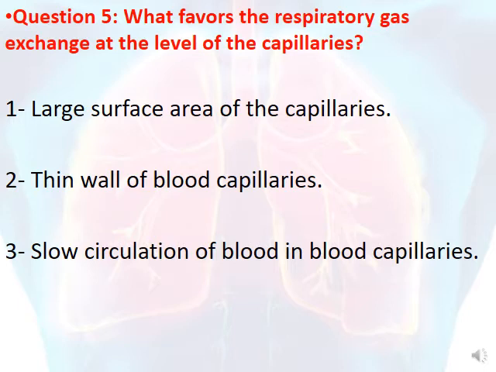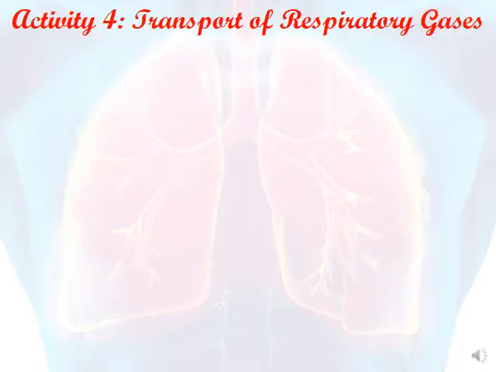You have to know that we have a large surface area of the capillaries, a thin wall of the blood vessels, and slow circulation of blood in the blood capillaries. So these three characteristics: large surface area of the capillaries, thin wall of the blood capillaries, and slow circulation of blood in the blood capillaries, they help the respiratory gas exchange at the level of the capillaries.